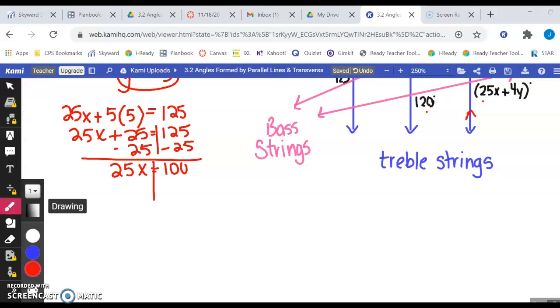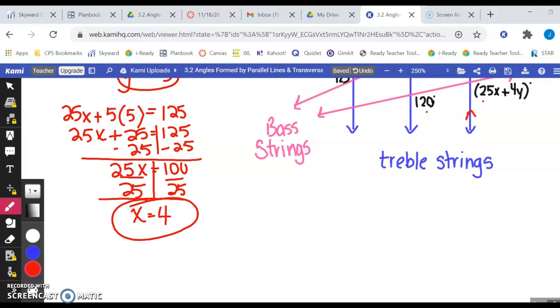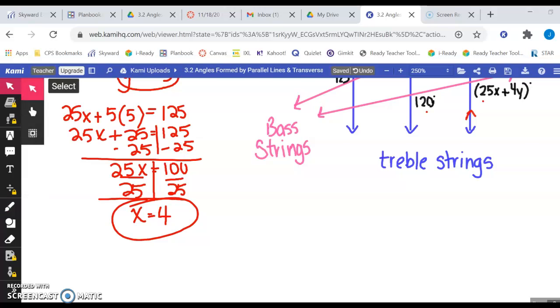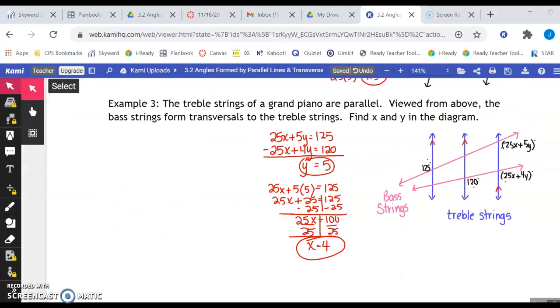And then my last step would be to divide by 25. And 100 divided by 25 would be 4. So x is 4 and y is 5 for that problem.